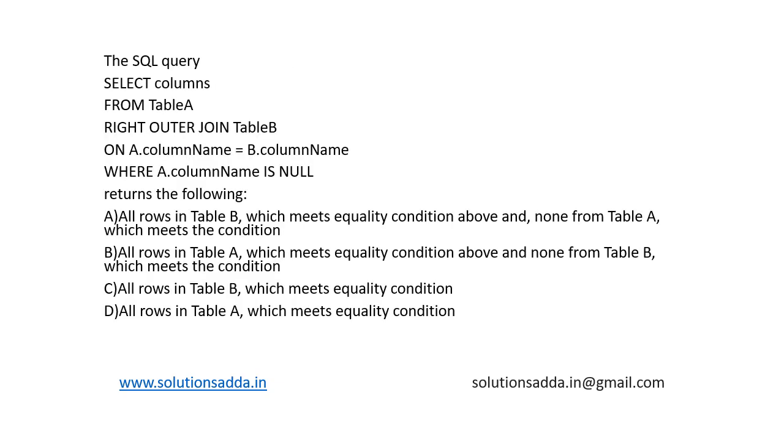This is a previous ISRO question. We are given an SQL query and we are asked to find what it returns. So the query is select columns from table A, right outer join table B on A dot column name equal to B dot column name where A dot column name is null.